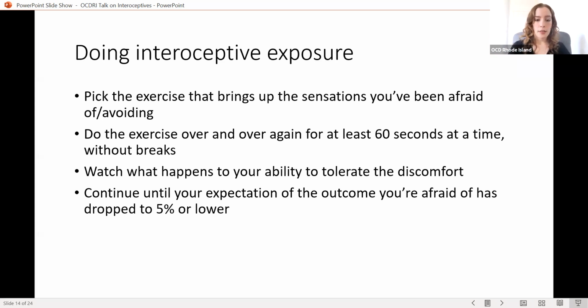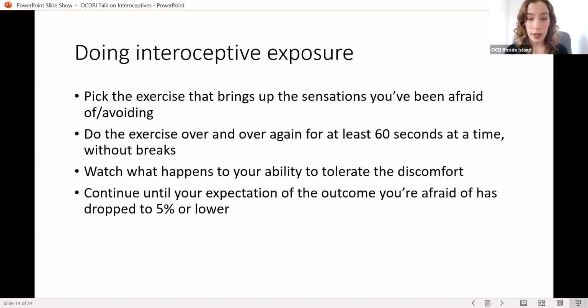All right, so let's see. A couple more details about doing interoceptive exposure. Like I said, would be picking an exercise that brings up the sensations you've been afraid of or avoiding. And then we would do it repeatedly. So this is not a one-shot deal. We're actually doing many trials in a row. So that's repetitions. And we would go for 60 seconds at a time without taking breaks, except to make your ratings of how anxious you were and how much you felt like you were going to have your worst outcome happen. Oh, and I'll also ask you how much you could tolerate the fear, going for this idea that even if the sensations stay the same, you can still build up your own tolerance to them.